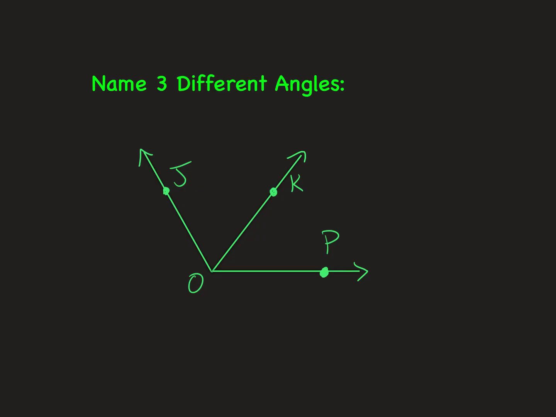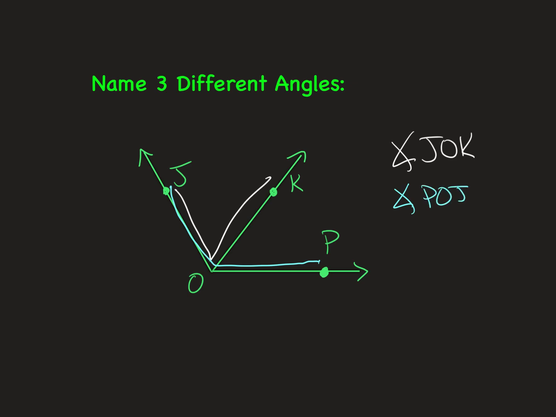Just for review, you don't have to write this part down, but let's name 3 different angles. Somebody raise your hand and tell me the name of one of these angles. Sebastian? JOK. So angle JOK. Braden? POJ. So it's the large angle, POJ. And then Candy? KOP. So now we've named 3 different angles there. All right?